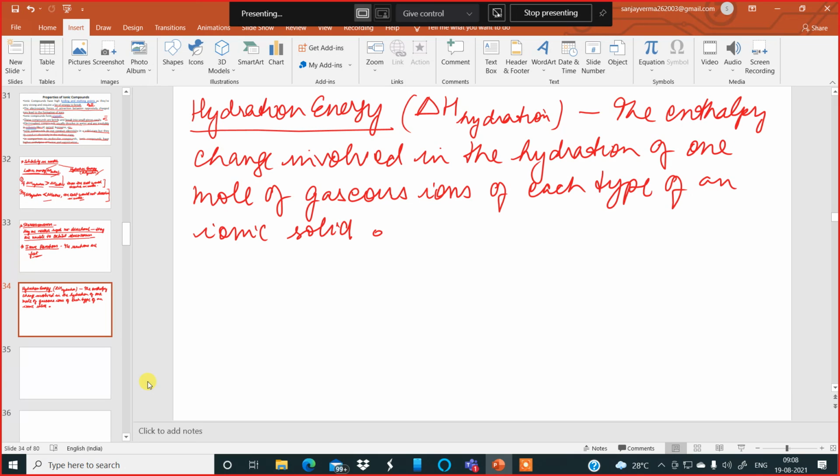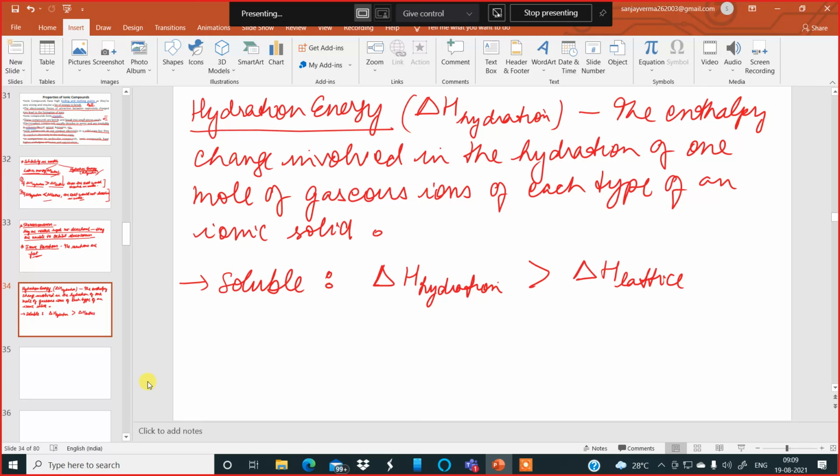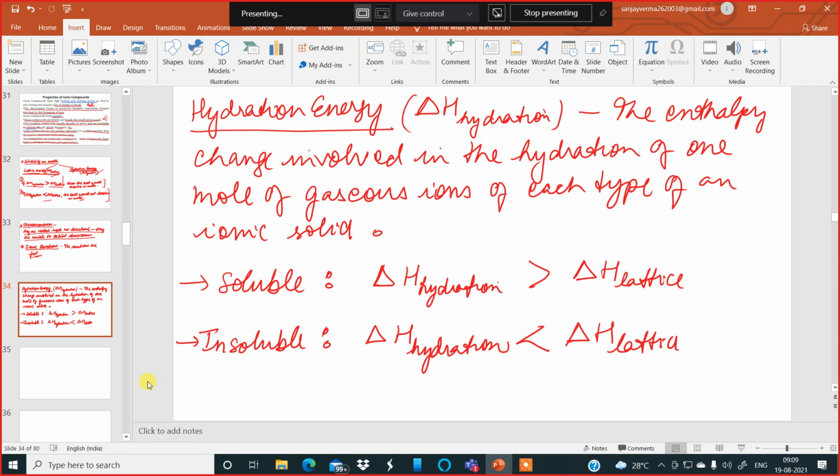Now, for an ionic compound to be soluble, you know the condition. Delta H hydration must be less than or greater than? Greater than delta H lattice. Correct, no? This is one. If it is not, then it will be insoluble. If it is insoluble, the delta H hydration will be less than delta H lattice. Are you getting it? So we can compare from here.